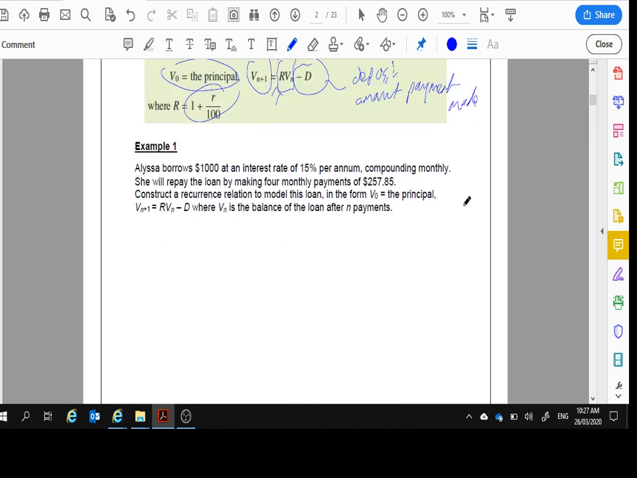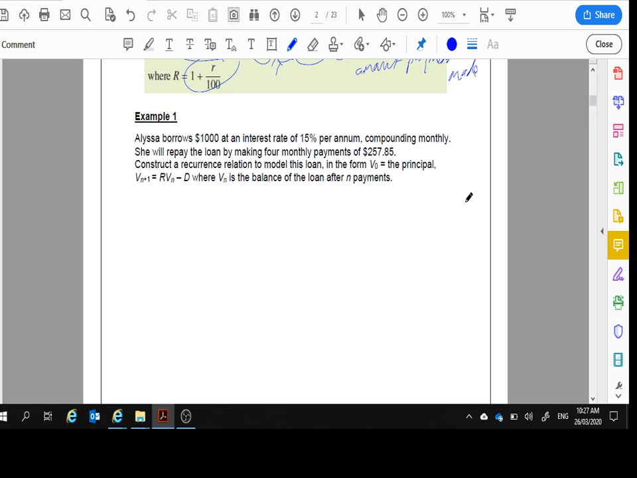Example 1. Elisa borrows $1,000 at an interest rate of 15% per annum, compounding monthly. She will pay the loan by making 4 monthly payments of that much. Construct a recurrence relation. So we know our original value, V_0, is 1,000.